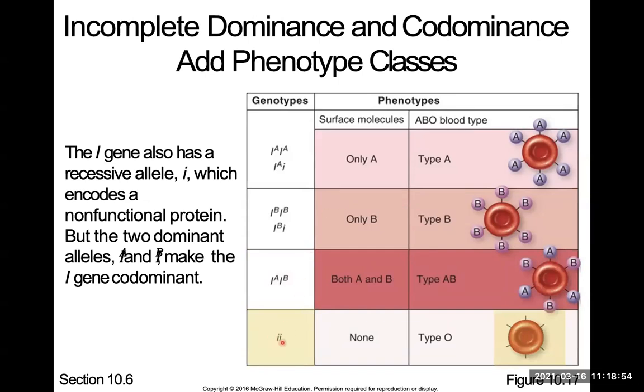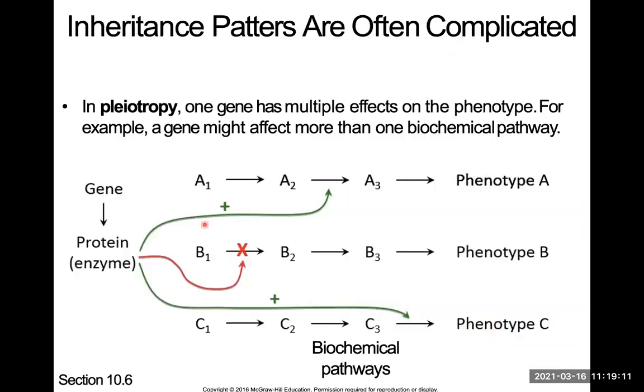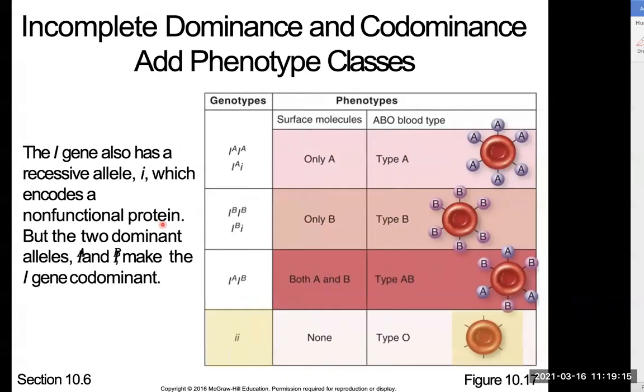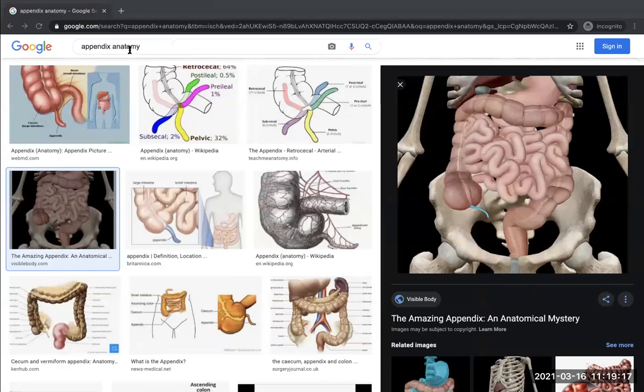I in this case is representing no proteins. So when we do the problems today during the lab, there is a problem that's gonna go over the blood type, and that's when you're gonna write it as little i for type O. So I'll go over that again in the lab. So that's codominance. Let me show you one more example for this.